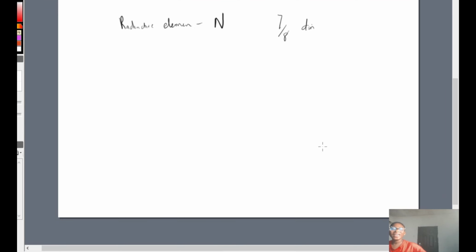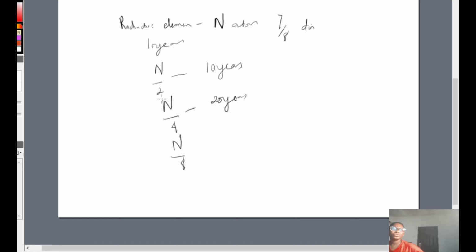So we already know that we have N atoms, right? We are looking for how long. And don't forget, the half-life is 10 years. So N over 2 disintegrates in 10 years, right? It's a multiple of 2. Then the next one will be N over 4 in how many years? 20 years. Then the last one will be N over 8, because 2 times 2, 4. 4 times 2, 8. That will be in 30 years. So that is the amount of years that it will take.